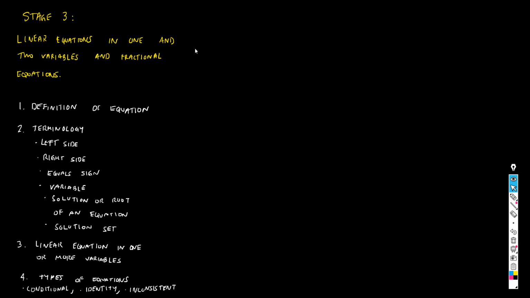So let's start. The first thing, what is the definition of an equation? Well, it's not a very hard definition. It's a very simple definition, so I'm just going to say it. I don't need to write it down. A definition of an equation is an equality between two quantities. It's that simple, okay? An equality between two quantities.